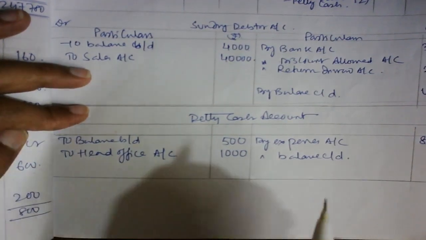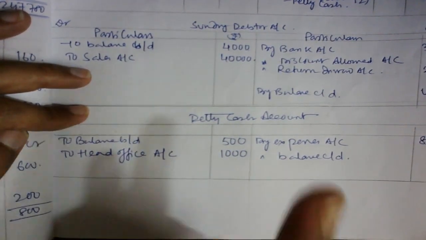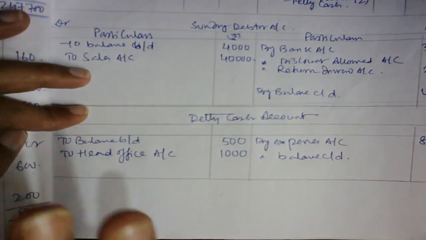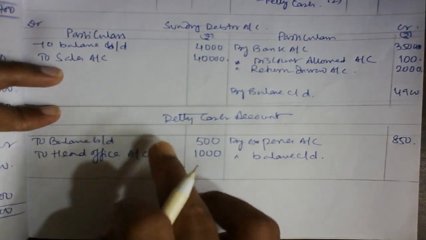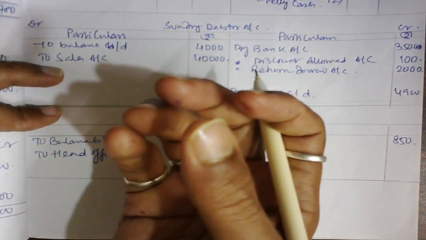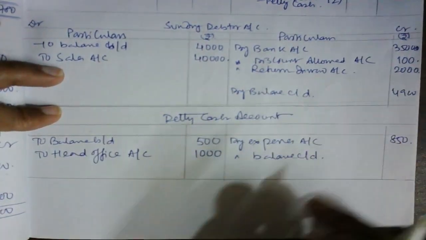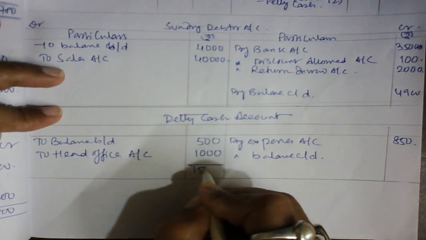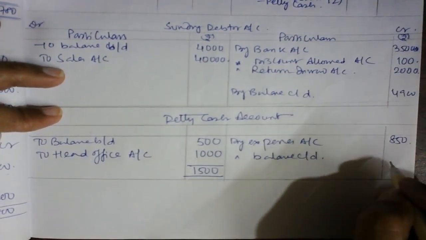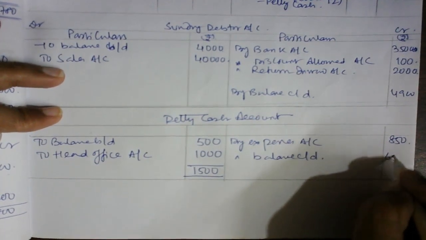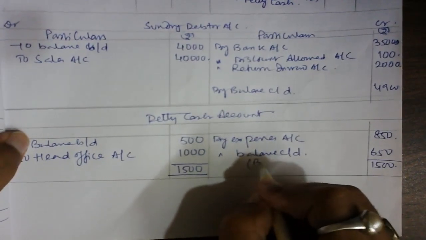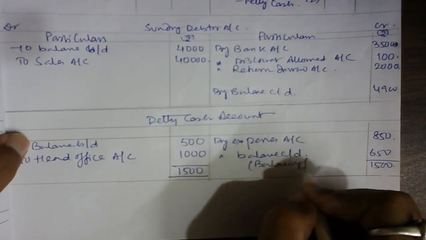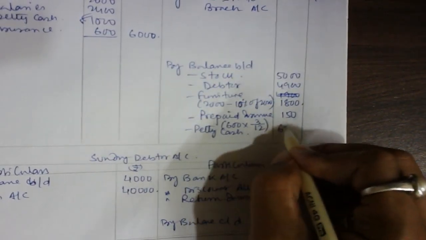If it is an imprest system, then opening balance and closing balance are the same. As it is on the imprest system and head office paid some cash, out of which you made some expenses of 850. So opening balance plus head office cash given to you minus expense. So 1500 minus 850 is nothing but your balance, 650. So it's a closing balance. You can write balancing figure. So here you can write 650, correct?